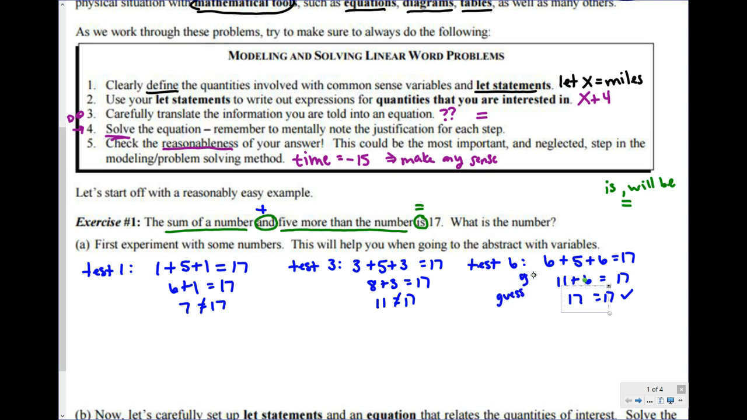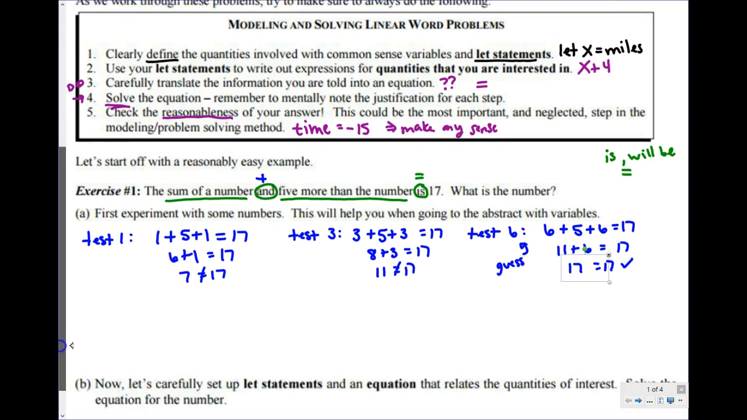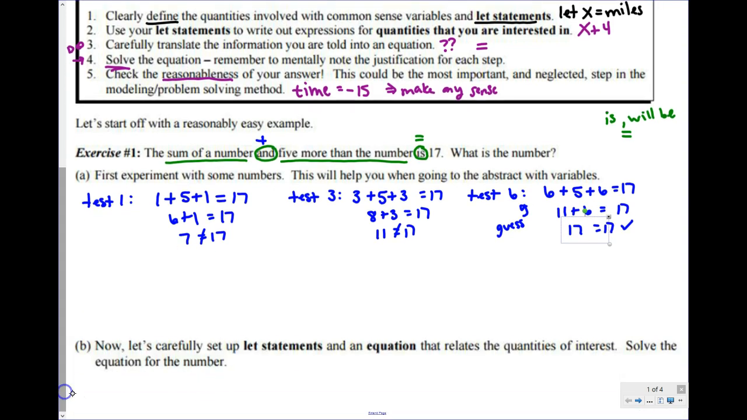But I don't have time to guess all the time. Guessing takes a very long time. We don't want to guess. So let's work on how we can always get this right the first time without having to guess.